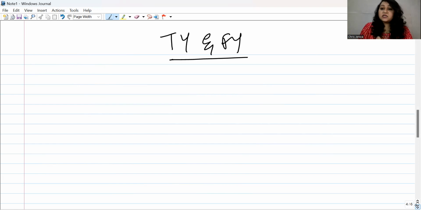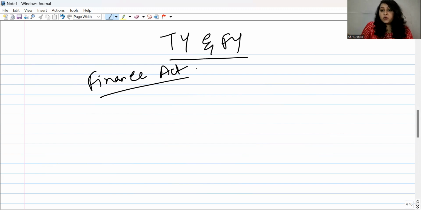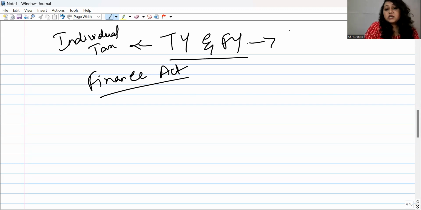Now, what is a tax year and a financial year? UK will come out with a finance act yearly, every year. So this finance act will govern all the tax policies and rules for that particular year, tax year and financial year. Tax year will be related to individual taxes, and financial year will be related to corporation tax.